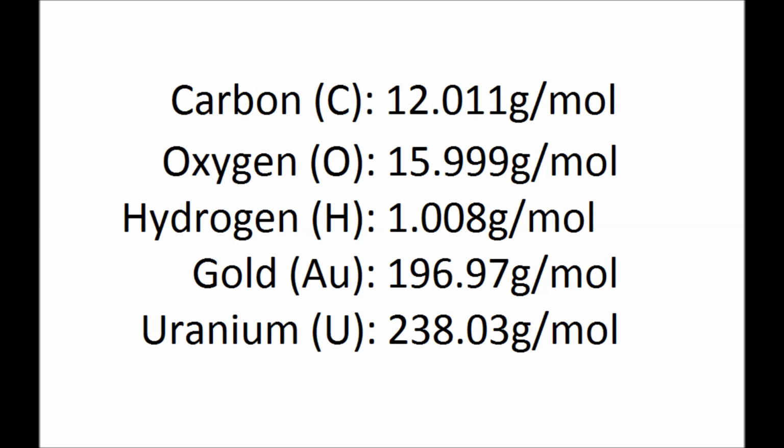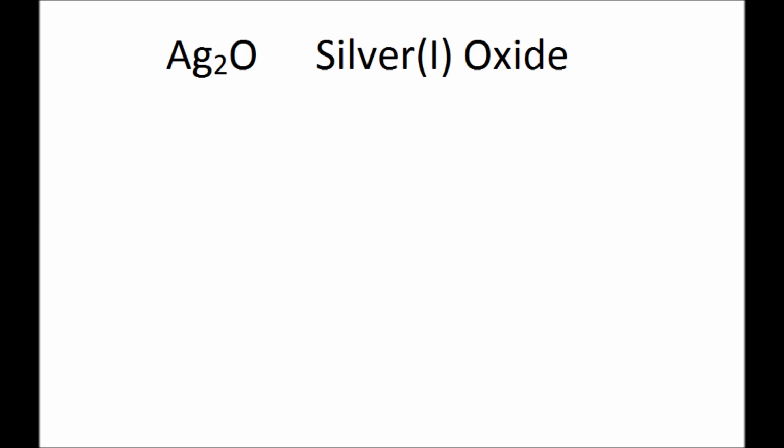Here are a few examples of elements and their respective molar masses. Using the information provided by the periodic table of elements, we can find the molar mass of something that isn't an element. Let's take silver oxide, for example. In order to find the molar mass of silver oxide, we're going to have to sum together the molar masses of the elements it's made up of.